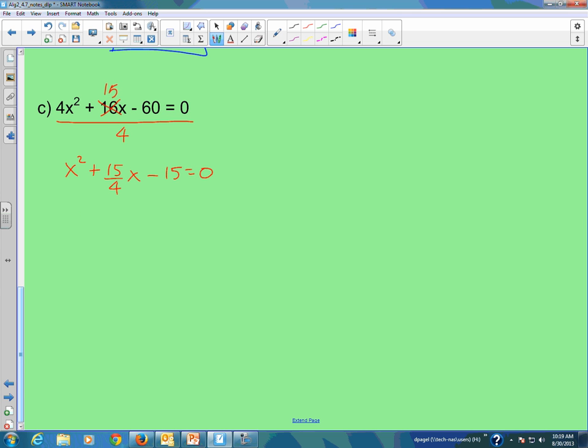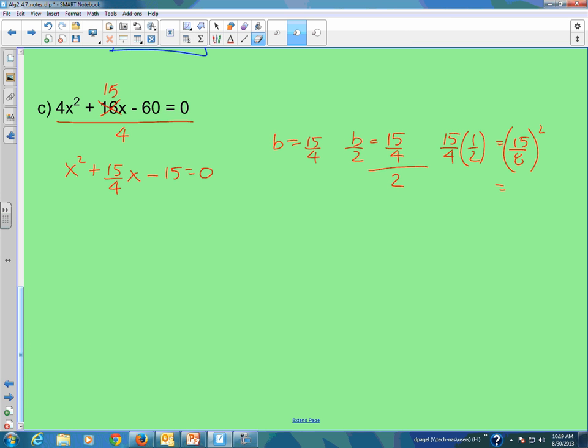We still do our, let's take half of b and square it. So let's review that. If our b is equal to 15 over 4, and we're looking for b over 2, that means we're taking 15 over 4 divided by 2. And that's a situation where we keep the numerator and we multiply by the reciprocal. This becomes 15 over 8. And then if we have to square our b over 2, then this becomes 225 over 64. So there's our b over 2 squared.